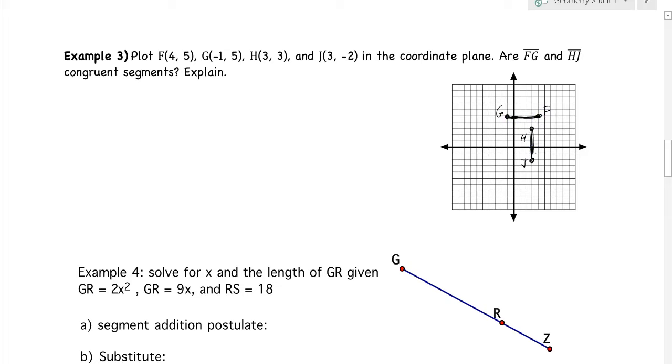The segments FG and HJ: congruent segments. Explain. All right, so we could use the distance formula because we have coordinate points in the coordinate plane, but these are vertical and horizontal segments, which means we can just use the ruler postulate to measure the horizontal distance and the vertical distance. We go from -1 in the x direction to 4 in the x direction. So -1 minus 4, the absolute value of that is positive 5. This is the ruler postulate that we just used.